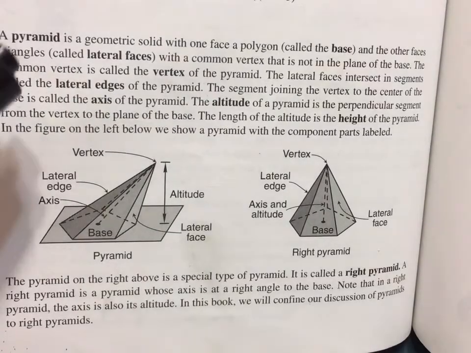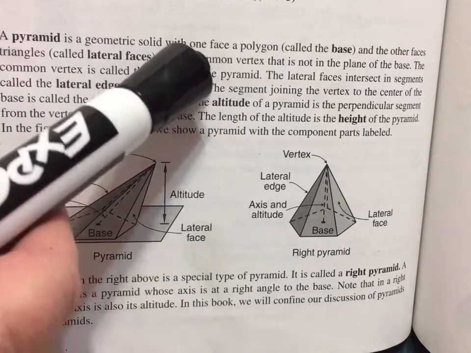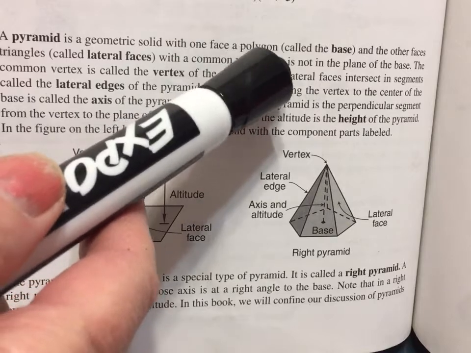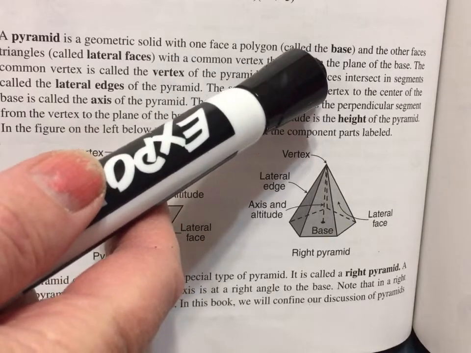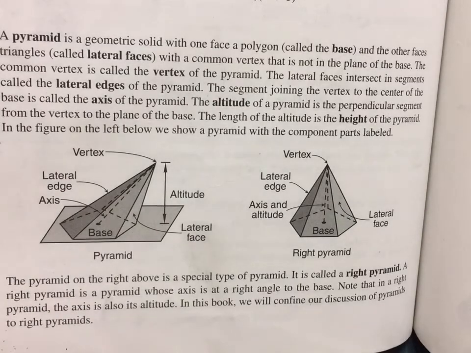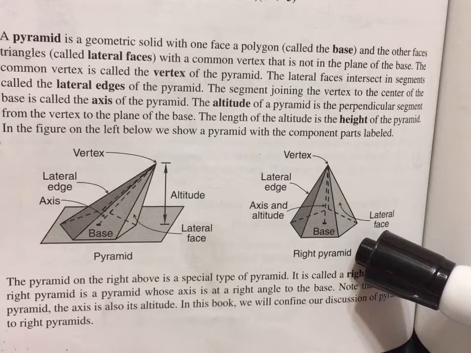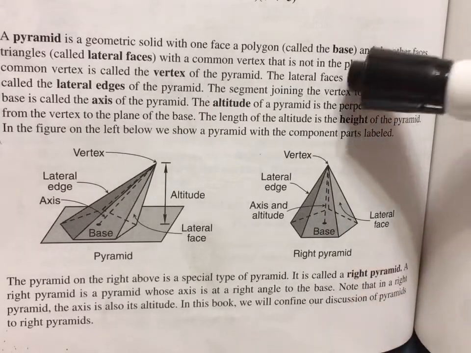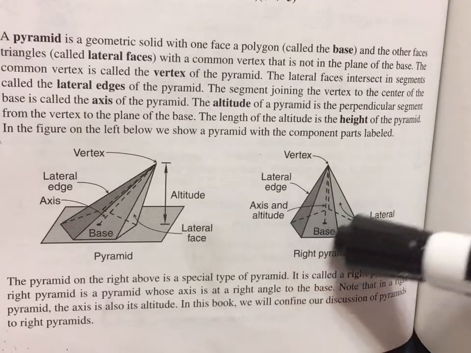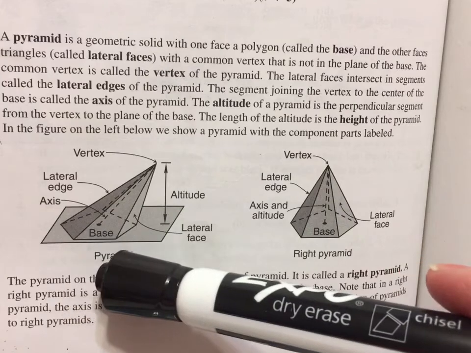A pyramid is a geometric solid with one face a polygon called the base. So now here is a pyramid and here is a right pyramid. I like the right pyramid. It looks kind of like a teepee, doesn't it? Okay, so the base is the bottom of this thing that it's sitting on, and here the base is the bottom that it's sitting on.